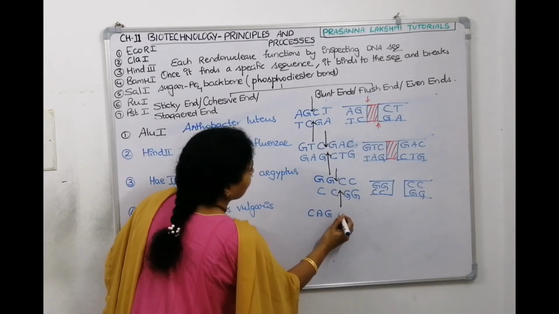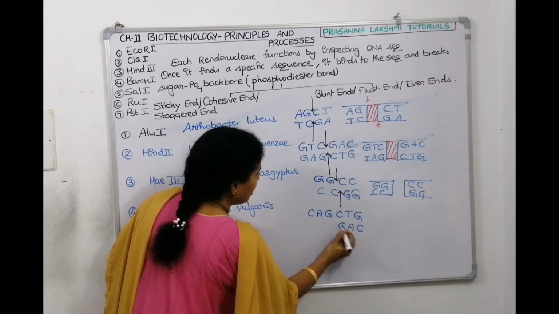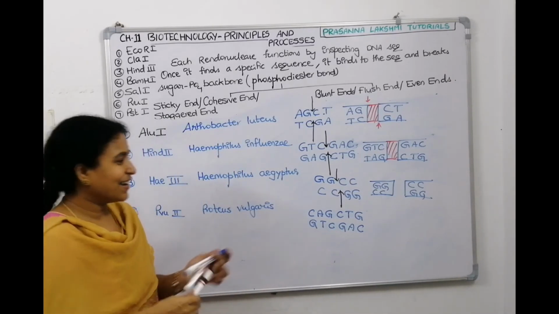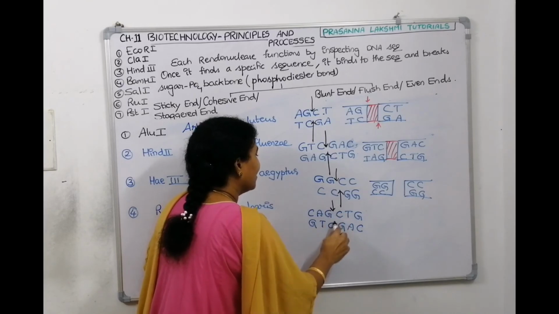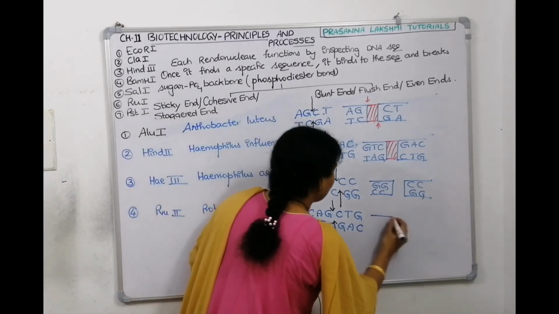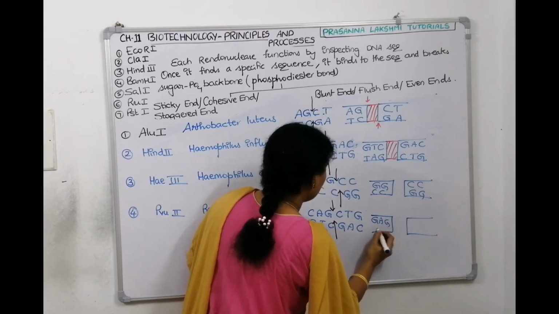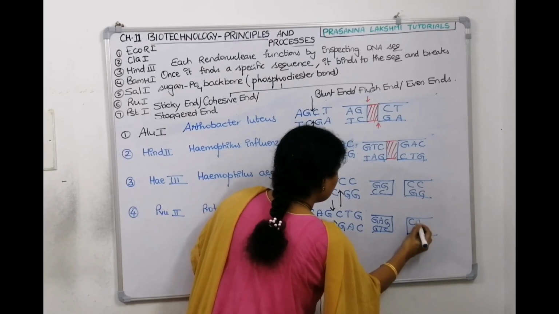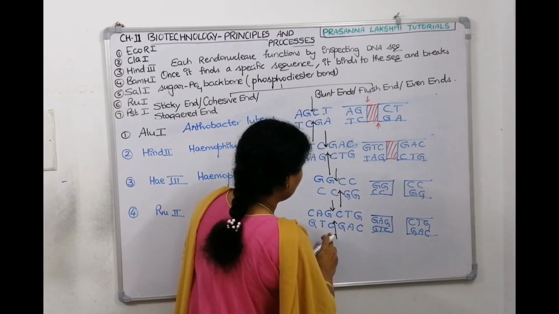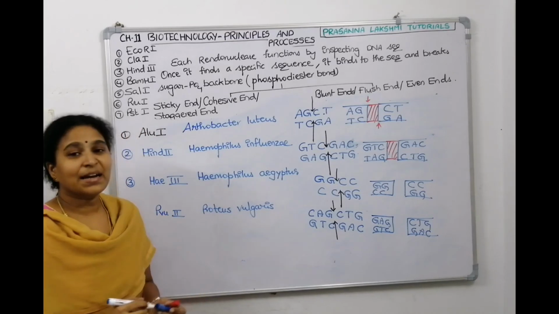CTG. Blunt end enzyme, no? Center cut, right? Here and here. Then your DNA fragments will be blunt. Flush ends, even ends, CAG, CTG. Yeah, so I completed.